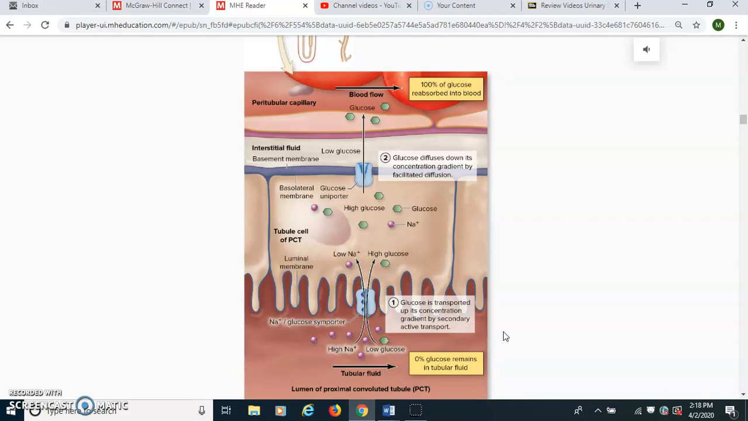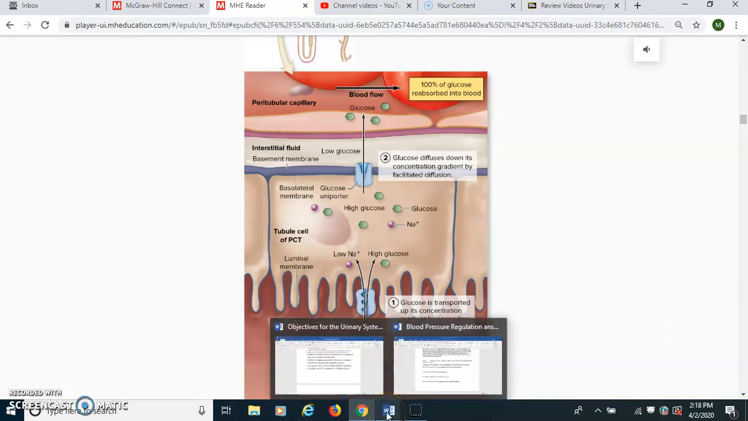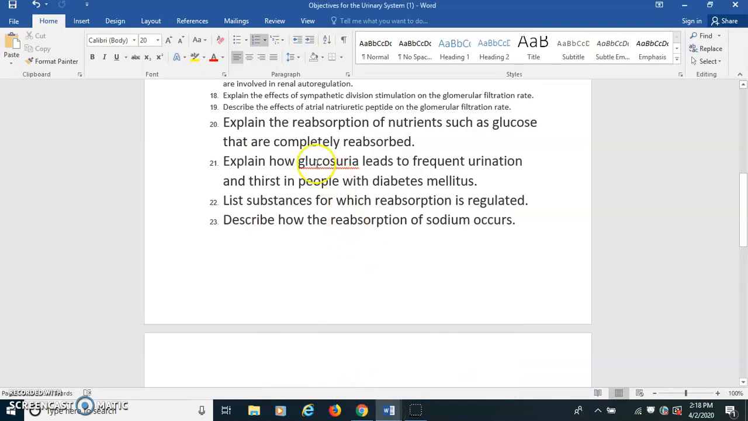the loop of Henle and onto the distal convoluted tubule. And here's the thing, only in the proximal convoluted tubule do you have these little transport proteins that can reabsorb glucose. So once it gets past this point, you can't reabsorb it. So that glucose is going to end up in the urine, if there's any excess. They call that glucosuria, just the presence of glucose in the urine.